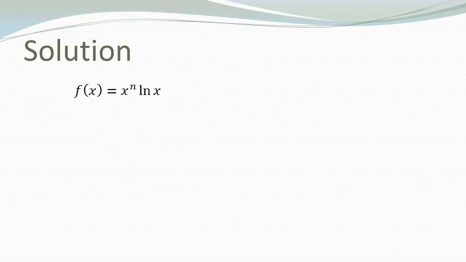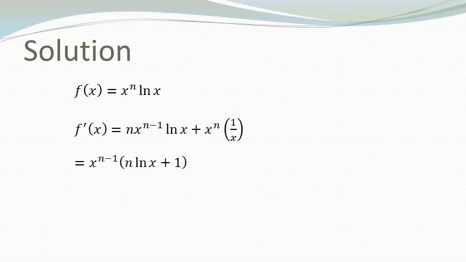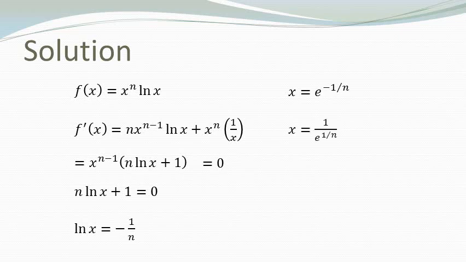Let us now write down the function again and find out its derivative. So f dash x would be given by this expression, which can be simplified to this. Now let us find out where the derivative is equal to 0. So we equate this to 0 and we get n log x plus 1 is equal to 0, which means log x is equal to minus 1 by n, or x can be written as e to the power minus 1 by n, or like this, which means x can be written in this form.